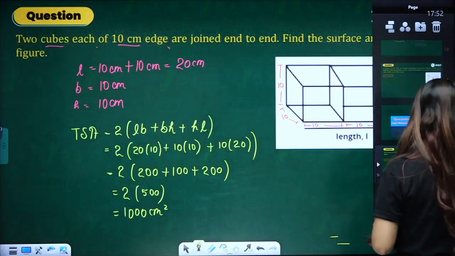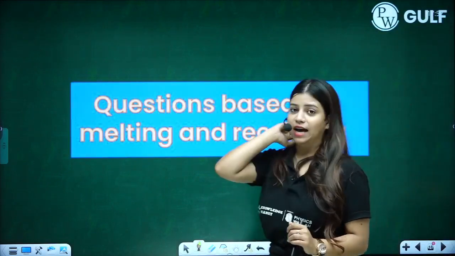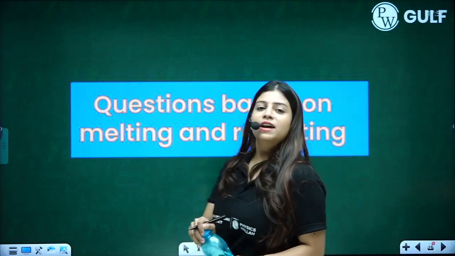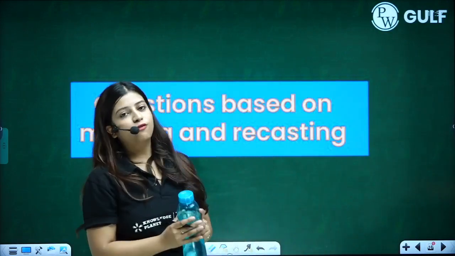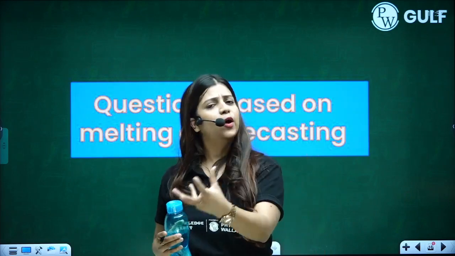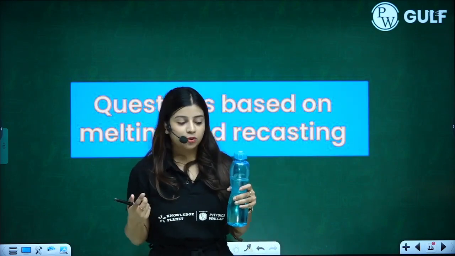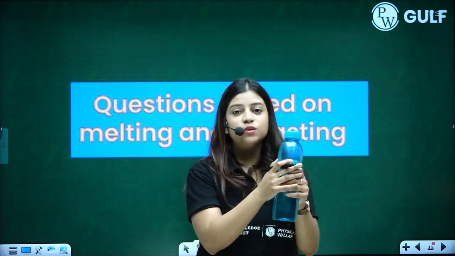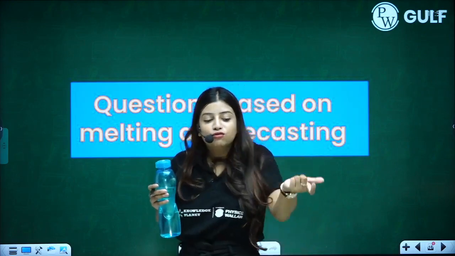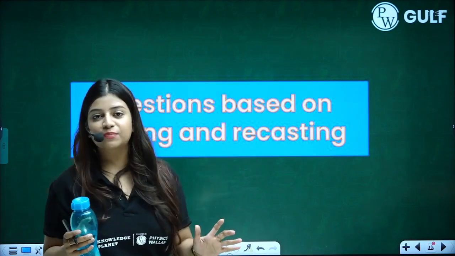Now let's move to the next question, that is questions based on melting and recasting. Let's understand the concept first, right? For example, I have this bottle full of water. I have to pour this water into small glasses, right? So basically what will change? The volume of the water in this bottle will be equivalent to the volume of the glasses that I have poured it into. As simple as that.